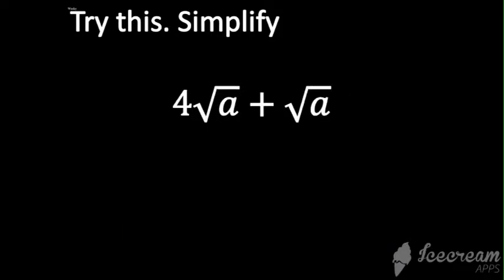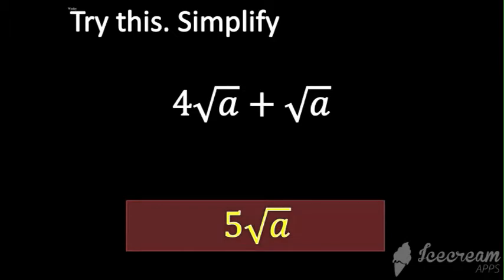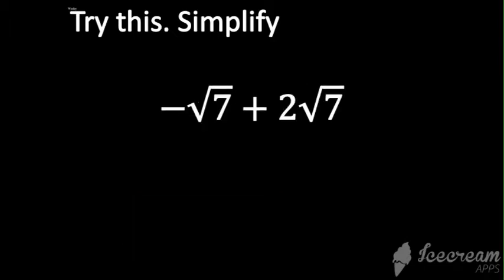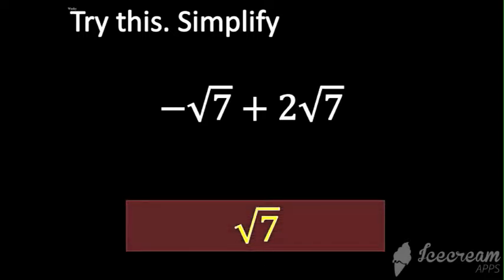Simplify 4 times square root of a plus square root of a. The answer is 5 times the square root of a. Simplify negative square root of 7 plus 2 times square root of 7. The answer is square root of 7.